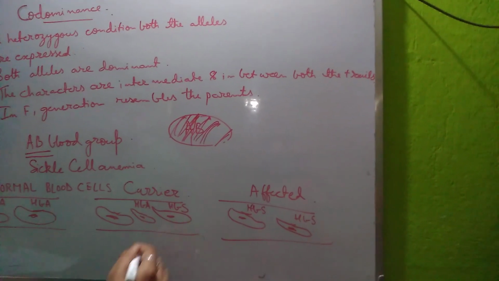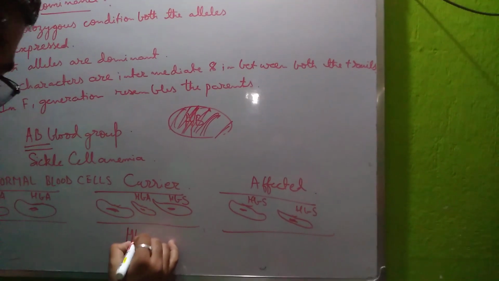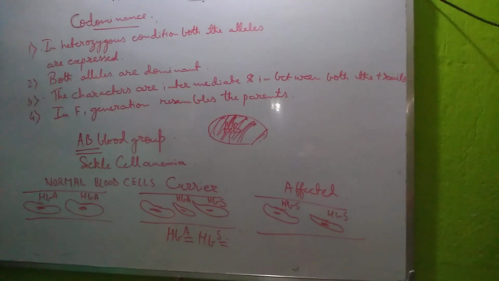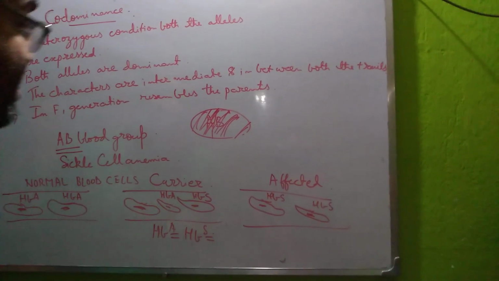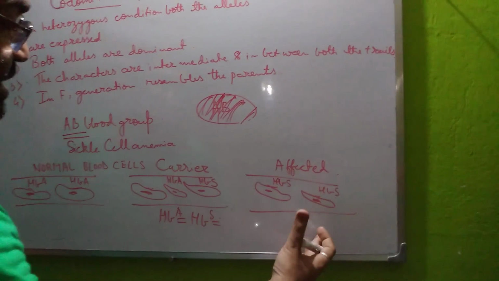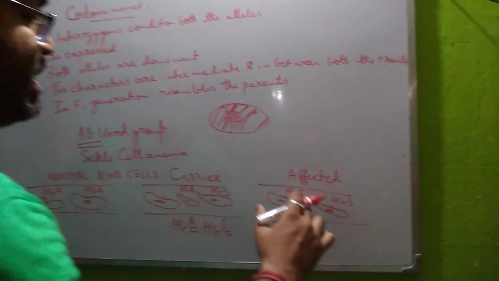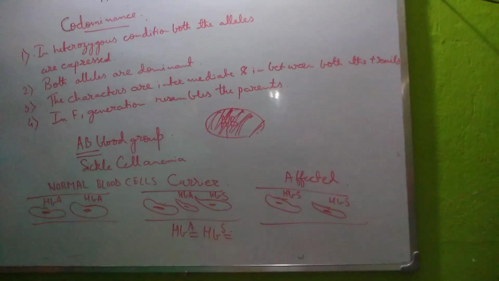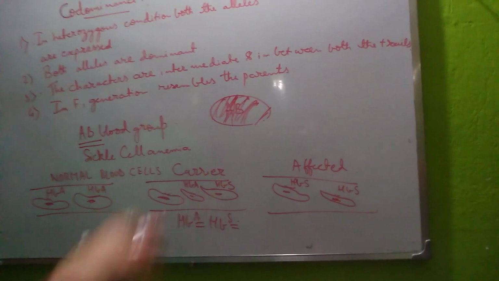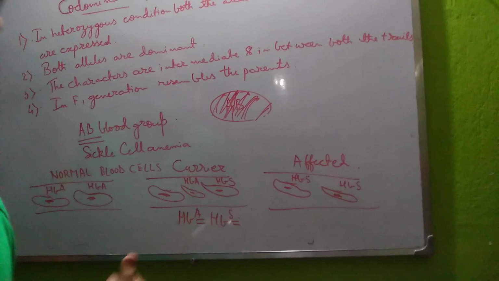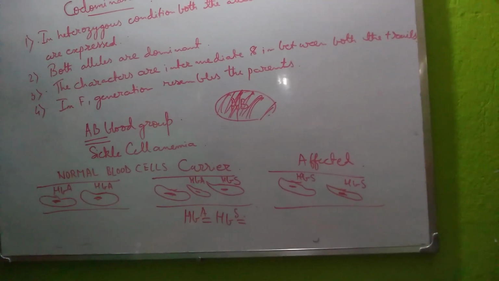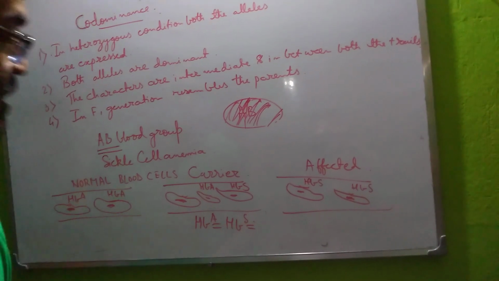So in the carrier, both A and S are equally dominant. No one is recessive or totally dominant. But in the affected one, only hemoglobin S is present. That means this person will be dying within a very short period of time. Normal hemoglobin has a lifespan of 120 days, whereas hemoglobin S has a lifespan of only 30 to 40 days.